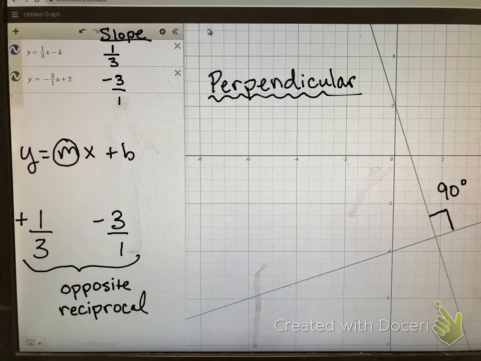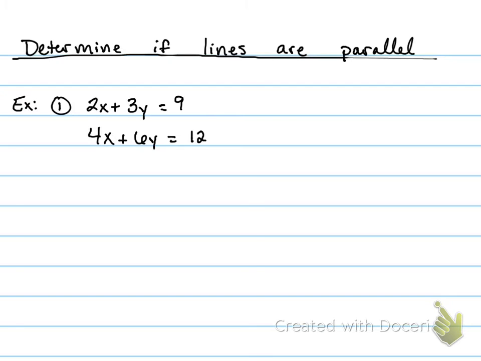So anytime I have this opposite reciprocal relationship within my slopes of lines, I'm always going to have perpendicular lines. Okay? Now in this example, we're going to actually determine if these lines are parallel to each other.